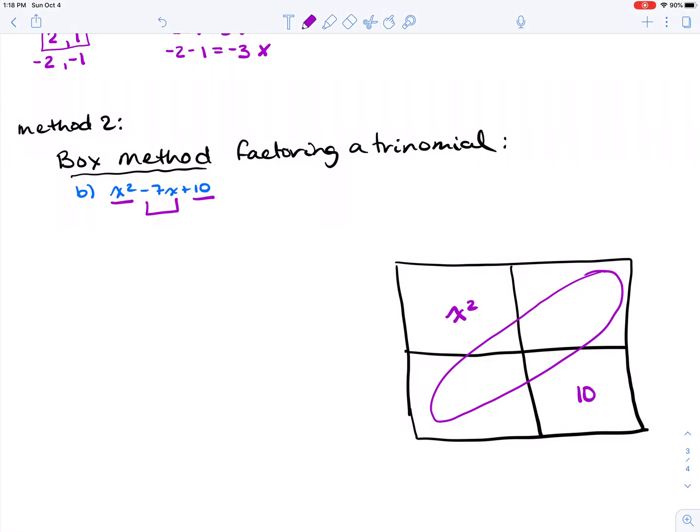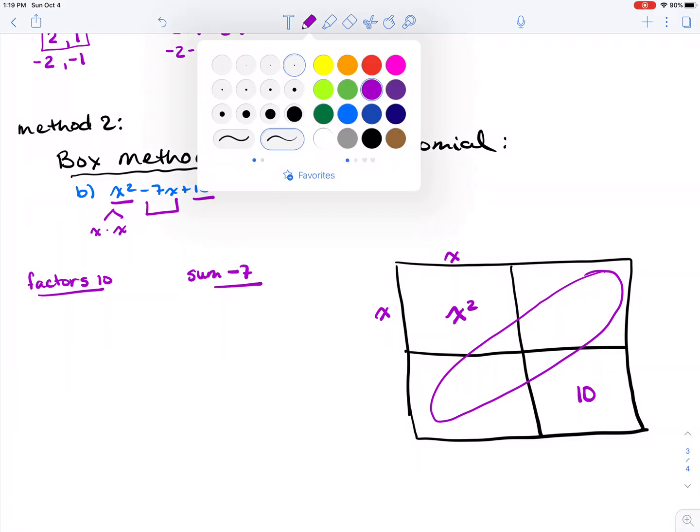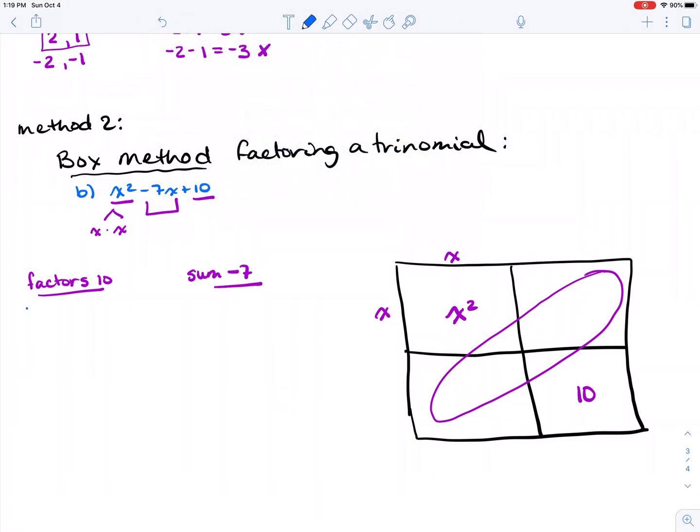The only way for me to have x squared, again, I know that that's x times x. So I'm going to put an x and an x. Now I need to find the factors for 10 that sum to negative 7. What are my factors of 10? Well, let's look at it. I have 10 and 1, and I have 5 and 2. So let's see what combinations I can use.